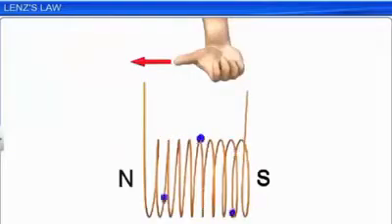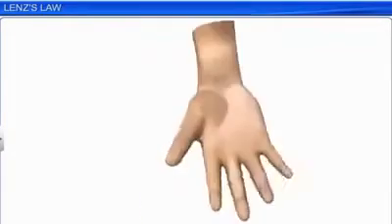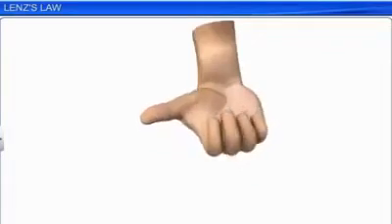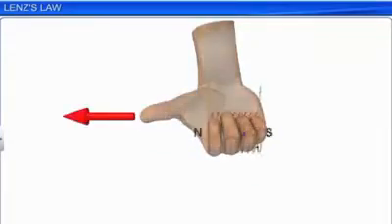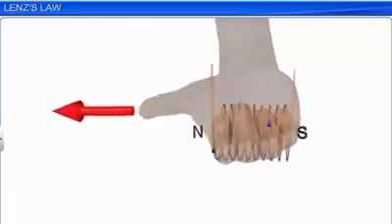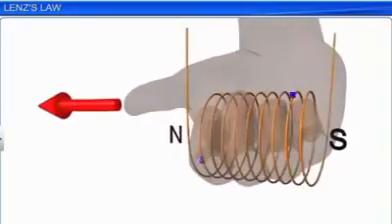Before attempting to learn about Lenz's law, let us first recapitulate the right-hand grip rule applied to a current-carrying coil. Consider a right-hand fist with the thumb extending out. If the fingers are wrapped in a circle pointing in the direction of the current through the coil, then the thumb points towards the end of the coil, indicating the north pole.